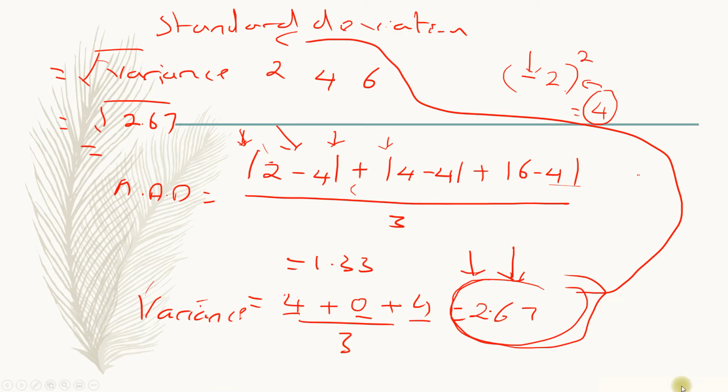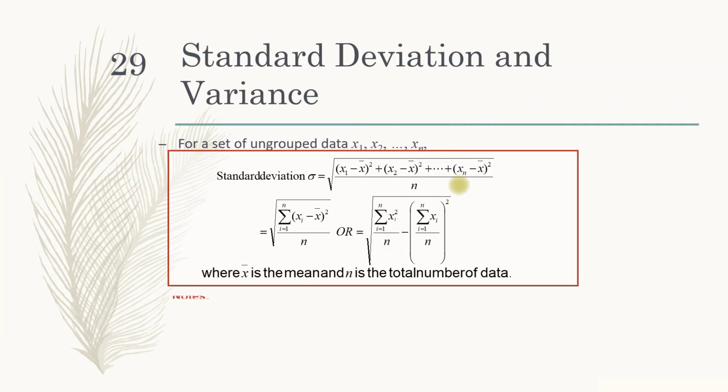The root of 2.67 is equal to 1.633. Okay, it is equal to 1.633. The standard deviation is equal to 1.633. All right, which is a little bit close to the value of 1.33 that we computed earlier. So the interpretation is kind of similar to what I just explained to you for the mean absolute deviation. Okay, the data on average lies within plus or minus 1.633 points around the mean. So this was the standard deviation.